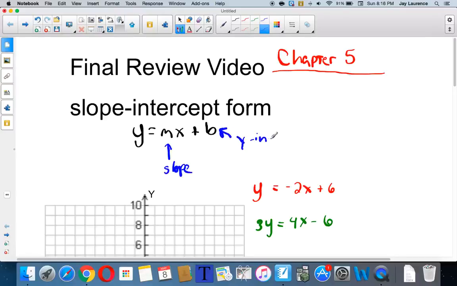Now, for something to be in slope-intercept form, it must be a linear equation, and y must be alone. Very important. Some of you will look at this green equation and think the slope is 4 over 1, and you're absolutely incorrect because y is not alone. So let's refresh our memory.